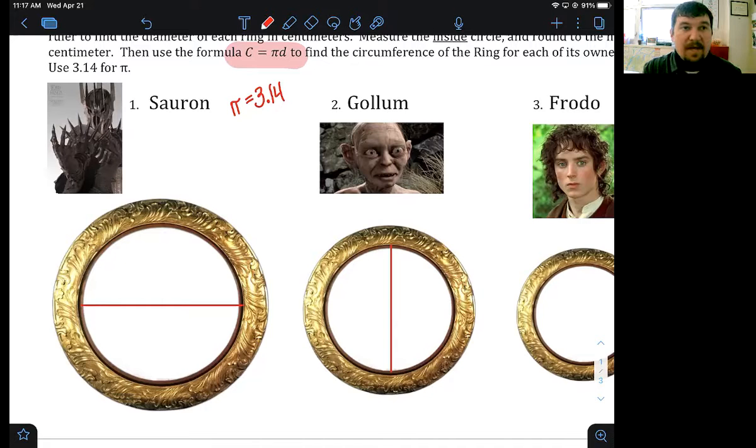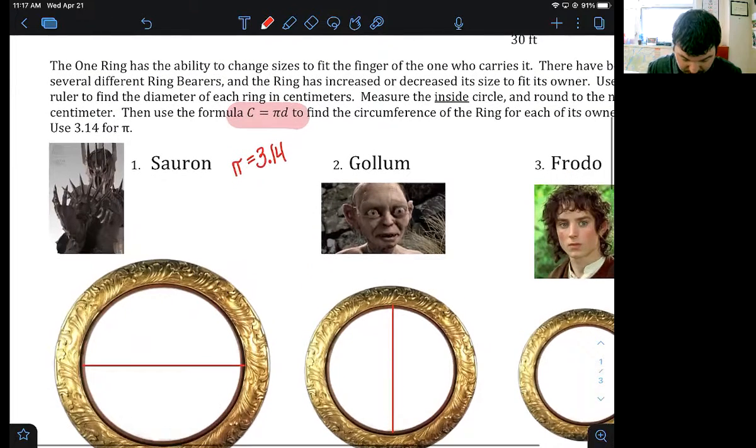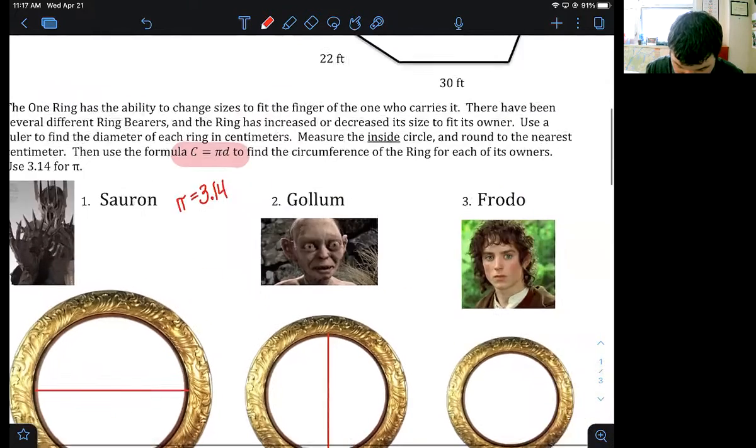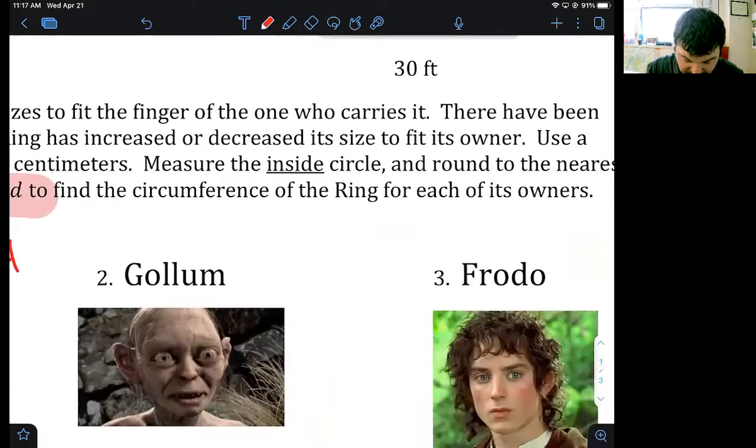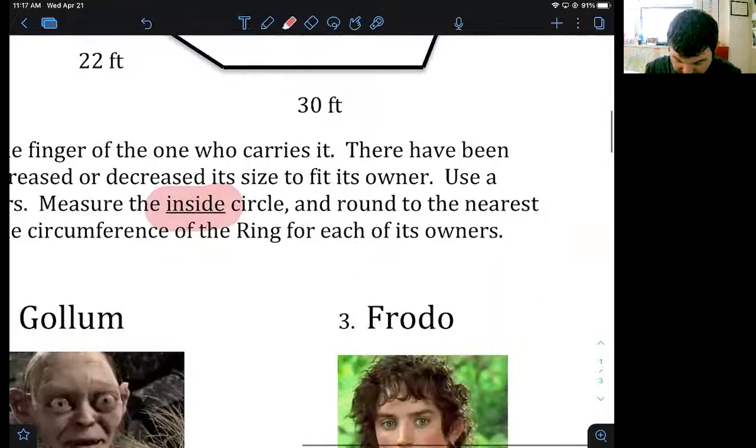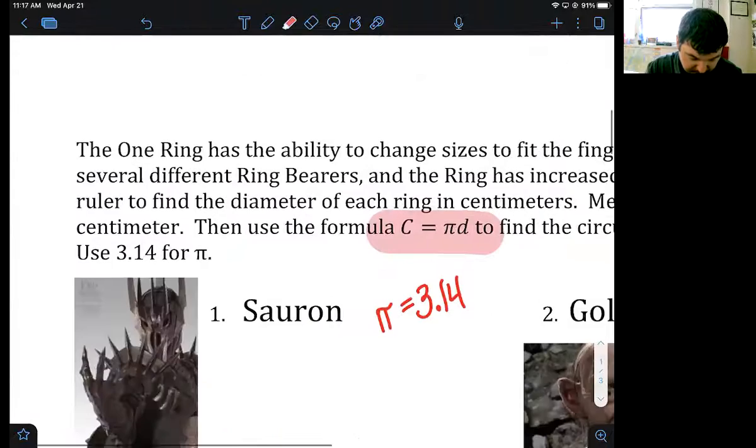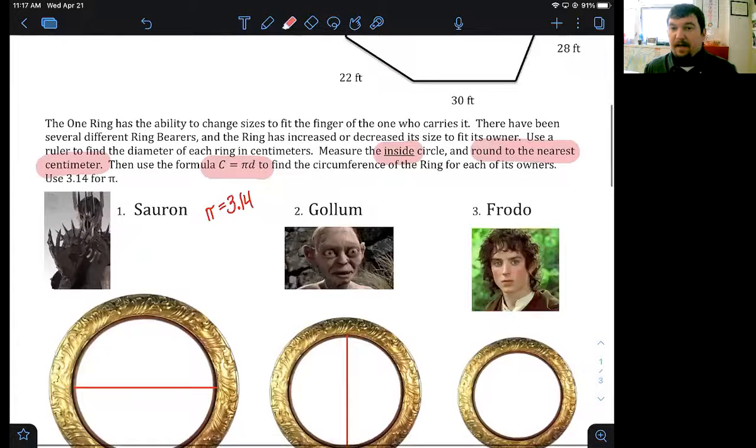Okay, you're going to draw that line, or you don't even have to draw the line, but you do need to measure. So use your ruler and make sure you're measuring in centimeters, because it says measure inside the circle, so not the space outside the circle, and you're rounding to the nearest centimeter. So if you get something like 3.8, that would be closer to 4 than it is to 3.